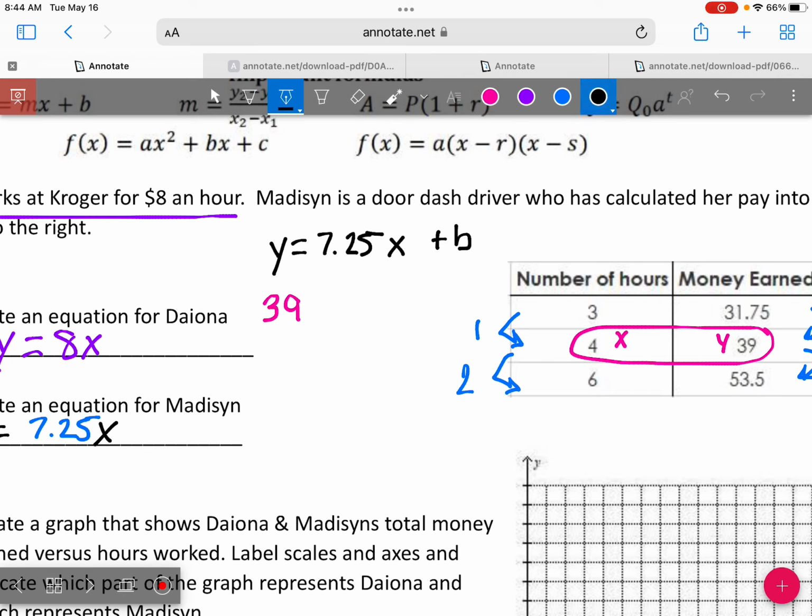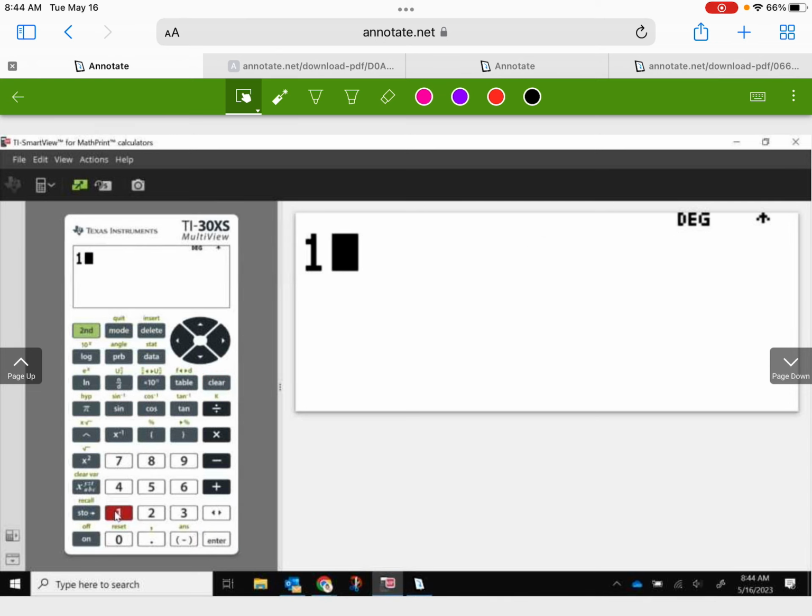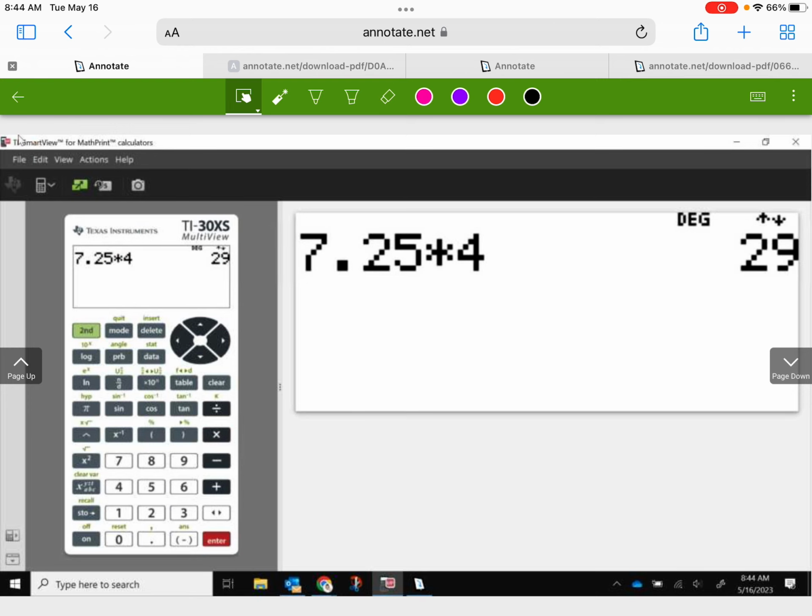39 equals 7.25 times 4 plus b. So we want to know if 39 equals 7.25 times 4. We can do that in the calculator. We get 29.